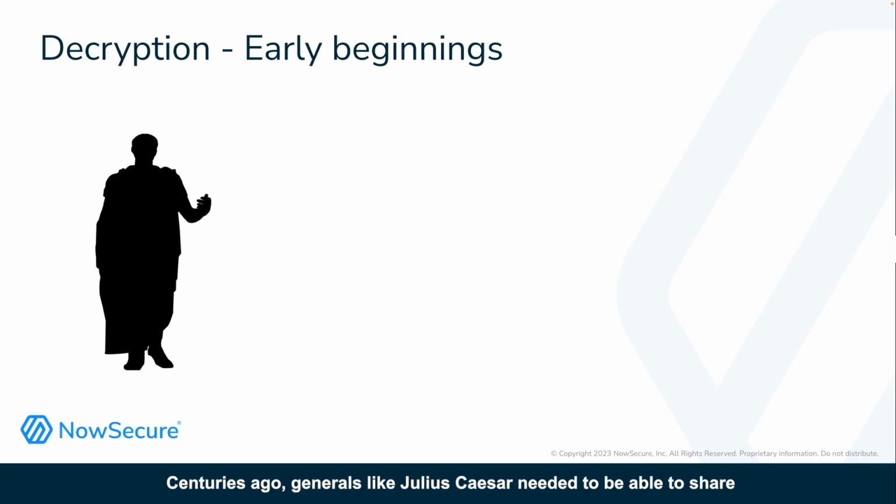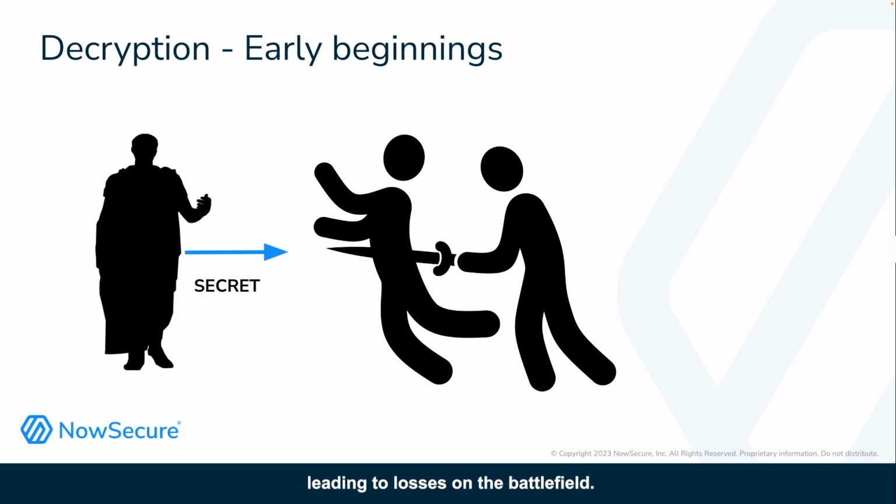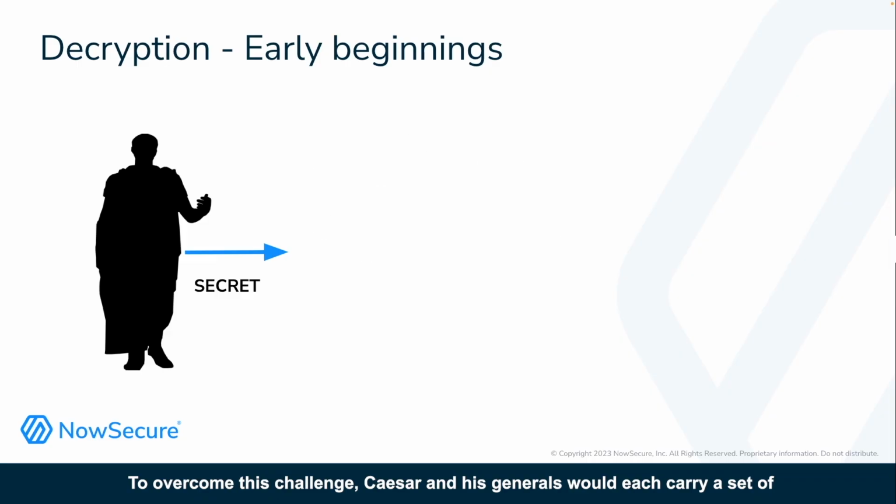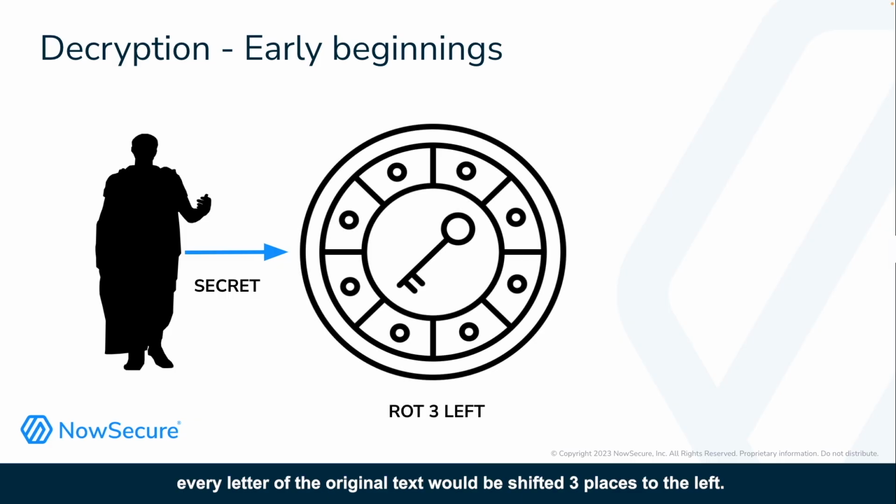Centuries ago, generals like Julius Caesar needed to be able to share their strategy with the troops. But messages often got intercepted, leading to losses on the battlefield. To overcome this challenge, Caesar and his generals would each carry a set of 2 rotating disks to help encrypt and decrypt their messages. In the most common usage, they would rotate the disks so that every letter of the original text would be shifted 3 places to the left. So the letter S would translate to P, because S comes after R, which comes after Q, which comes after P. Now you try it.